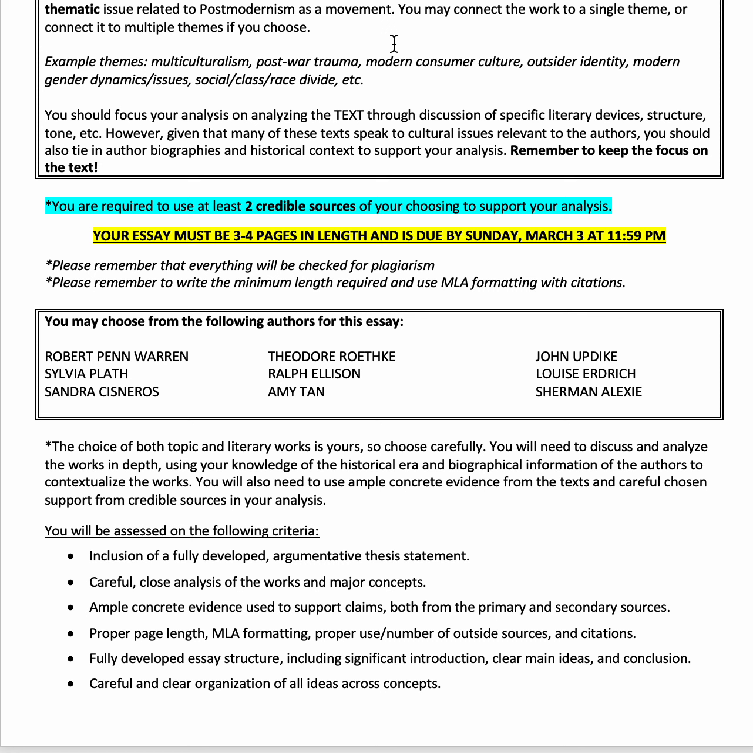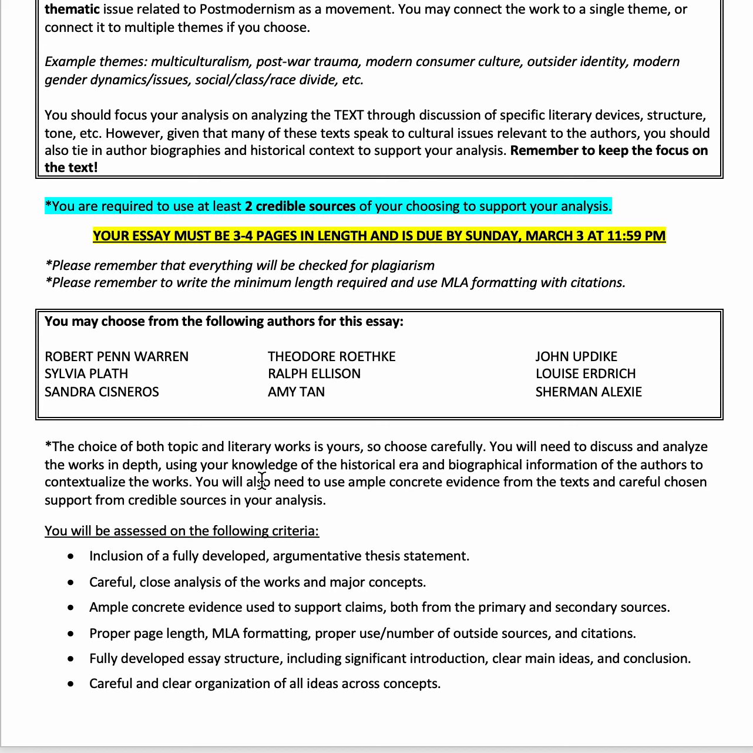You're going to have to discuss and analyze the work in depth using your knowledge of the historical era and the biographical elements, and then good solid evidence from the text and from the secondary sources as well to help support your analysis. Again, remember, you're bringing in those direct quotes to help show your audience what you're talking about and prove your argument. You also want to have that analysis around the quotes that helps make your argument for the audience.